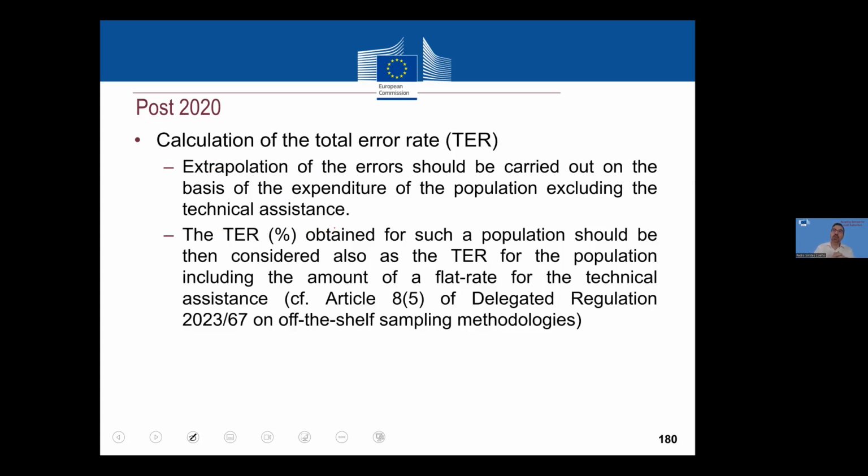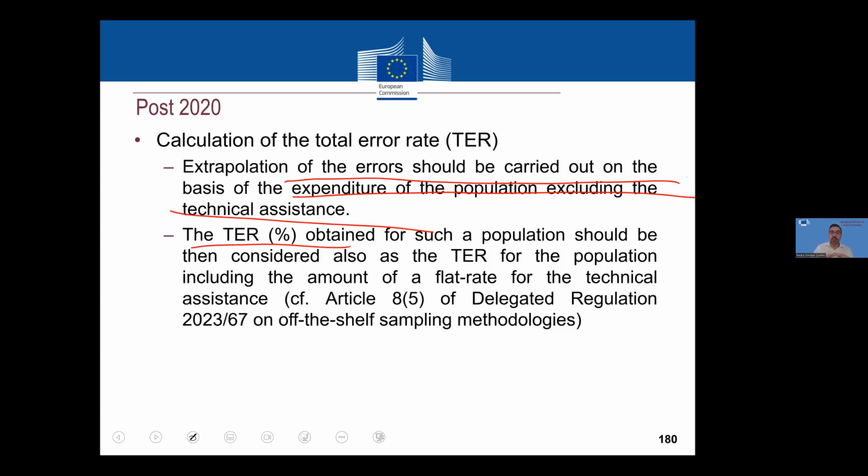Regarding the calculation of the total error rate, in the first stage, as we have seen before the break, the projection of the errors takes place on the basis of the expenditure of the population, excluding the technical assistance, as in practical terms, the sample is selected from the population without the technical assistance.